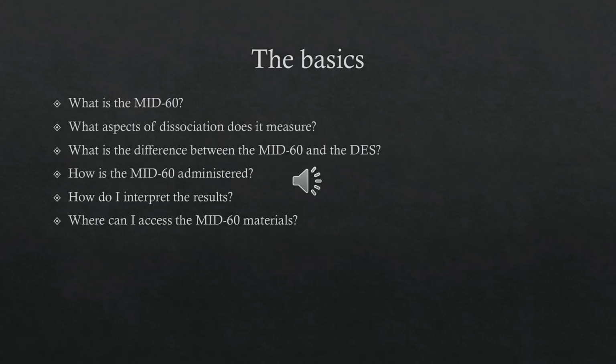There are 6 key points I'm going to focus on in this short presentation. The first is what exactly the MID-60 is and where it's come from. Then we're going to look at the types of dissociation that this instrument captures. Thirdly, we'll look at the difference between the MID-60 and the most commonly used instrument, the Dissociative Experiences Scale, so you have an idea about which one is appropriate and when, and what the strengths of each are.